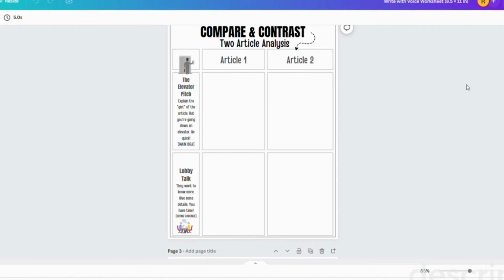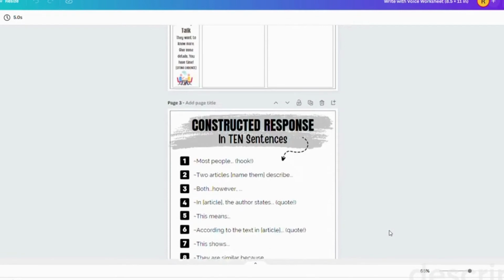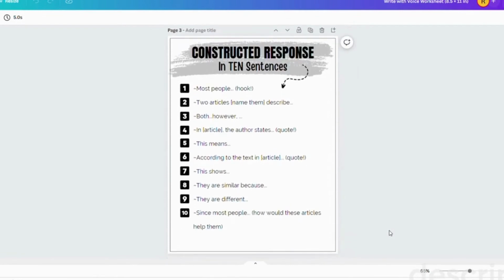"Well, what was it about?" And you have from when the elevator goes down to the lobby, that's all the time you have to explain what the article is about. And that is the main idea. Then you get to the lobby and this person's like, "Tell me more." That's where you're citing evidence. You're giving all the details. So that's lobby talk. And then they can move into comparing these two articles in 10 sentences.